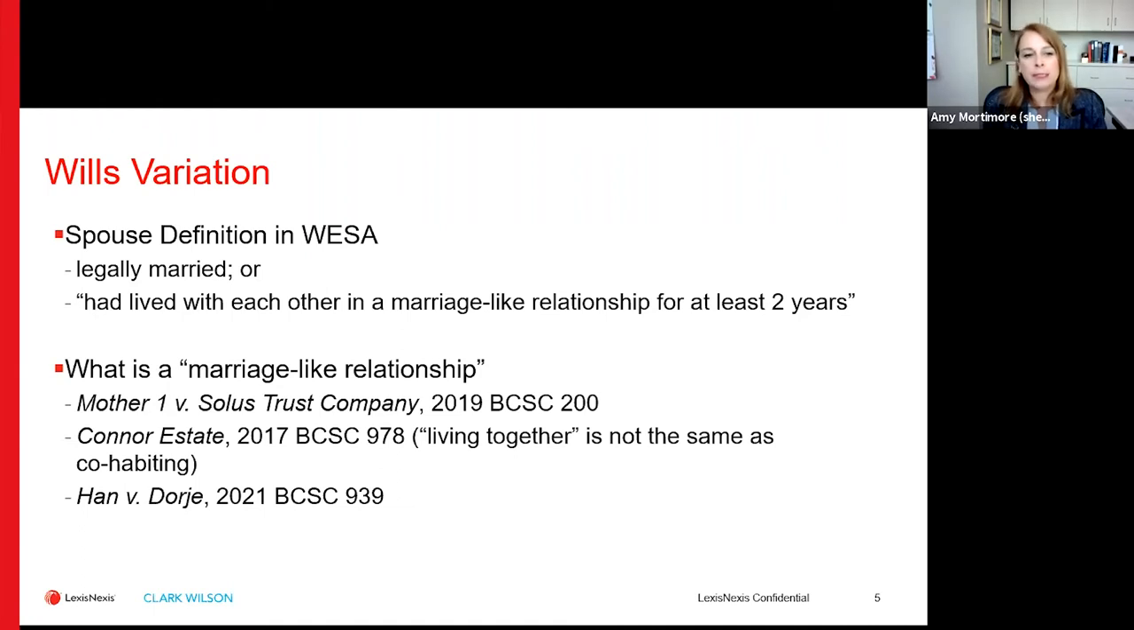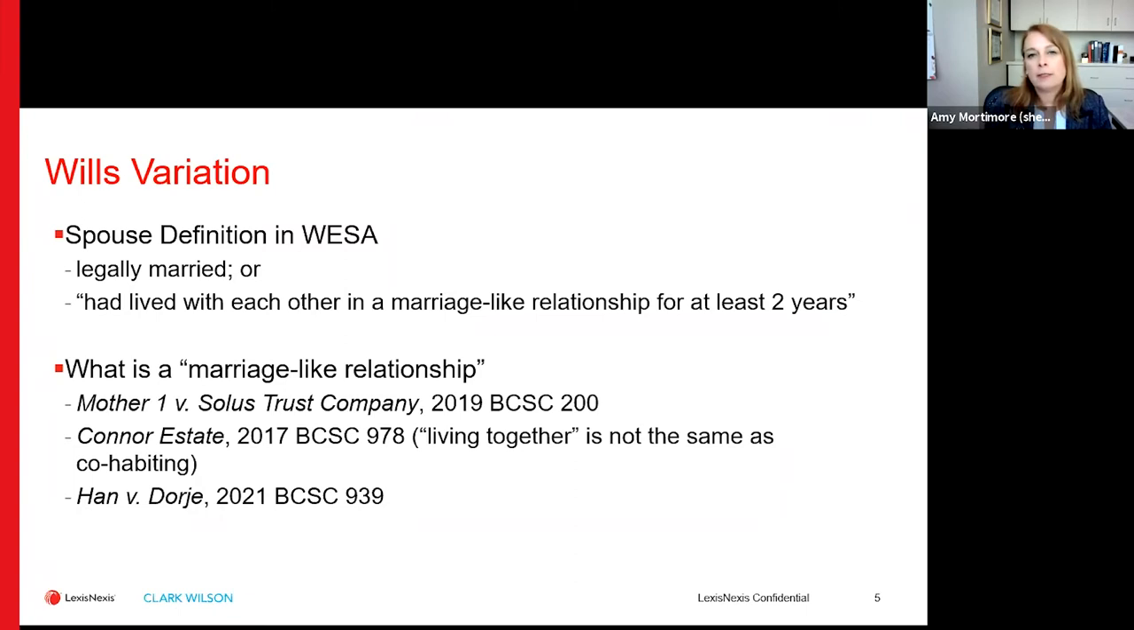Some of these cases here that we've put in, the Mother One and the Connor Estate cases, are getting a little bit older, but they are important in the grappling with what does it mean to be a spouse. In the Mother One and Solus Trust case, the deceased had a number of children with a number of different women, and some of those women had made allegations that they were the spouse. So this was our court trying to say, what does it mean to be in a marriage-like relationship? Justice Myers said, this is an elastic concept, and we really need to look at all of the facts. One of the pieces we see here is living together with each other in a marriage-like relationship. And that was something that in 2017, our courts grappled with in the Connor estate.